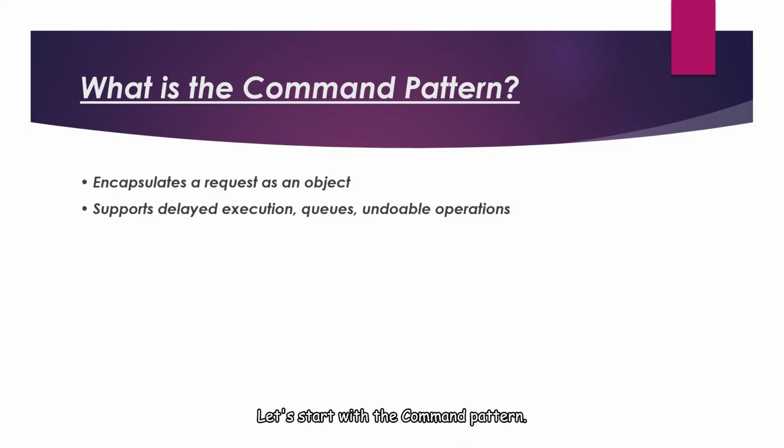Let's start with the command pattern. Imagine you want to issue a request like turning on a light, but you don't want the object sending the request to know the internal workings of the light. In the command pattern, we treat requests as objects. This gives us tremendous flexibility. We can delay a request, queue it, undo it, and even compose complex operations, all without changing the original code.